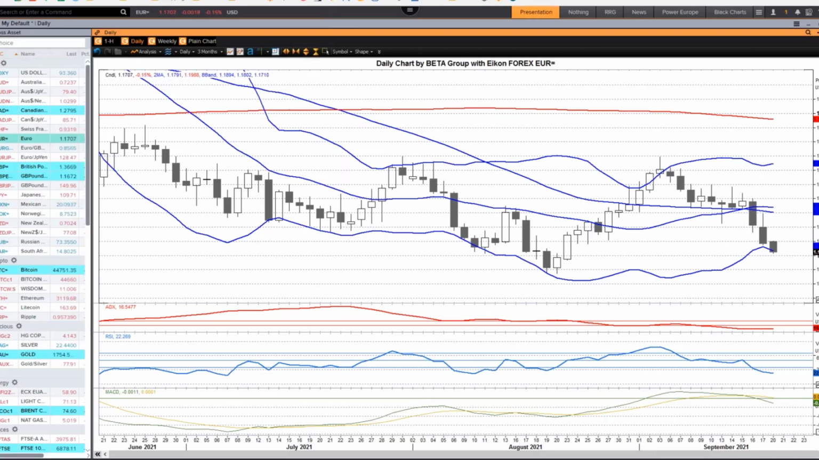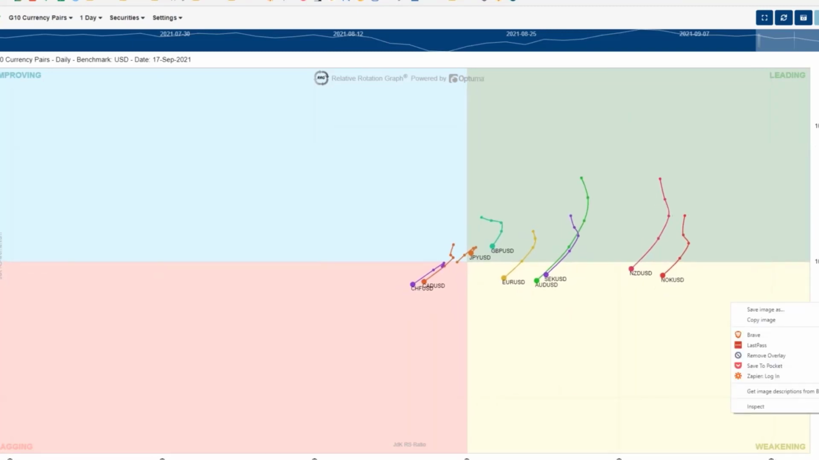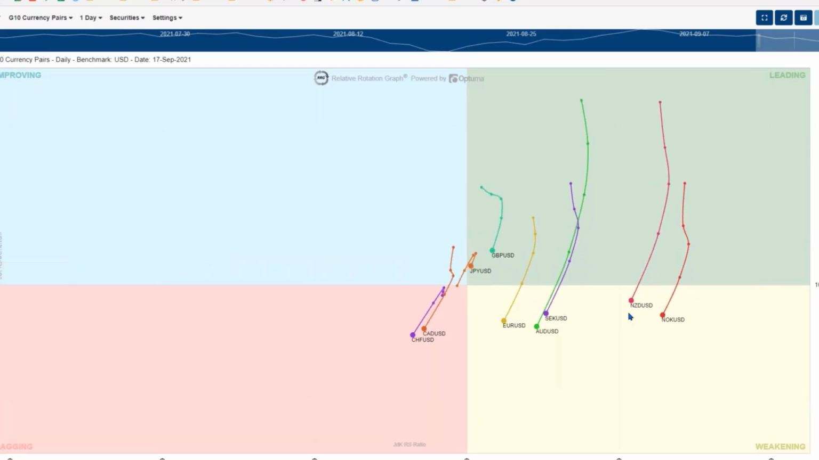Okay, before we move into the currencies, I want to have a look at my relative rotation graphs here. This is the G10 currencies. You can see they're all heading southwest against the dollar in the middle here. So what does this mean? Heading south means that they're losing momentum, and heading west means that they are weakening against the dollar. So all of them in different positions are weakening against the dollar and losing upside momentum as well.